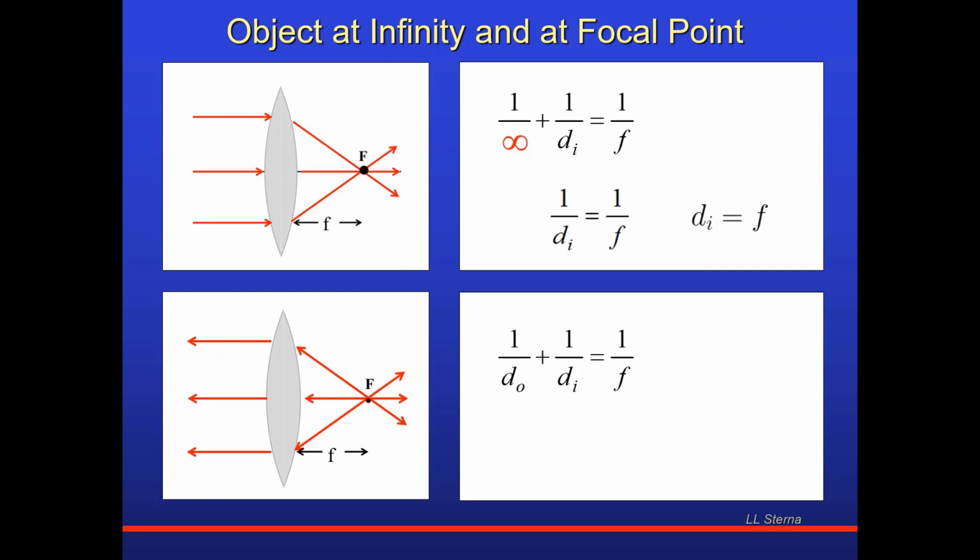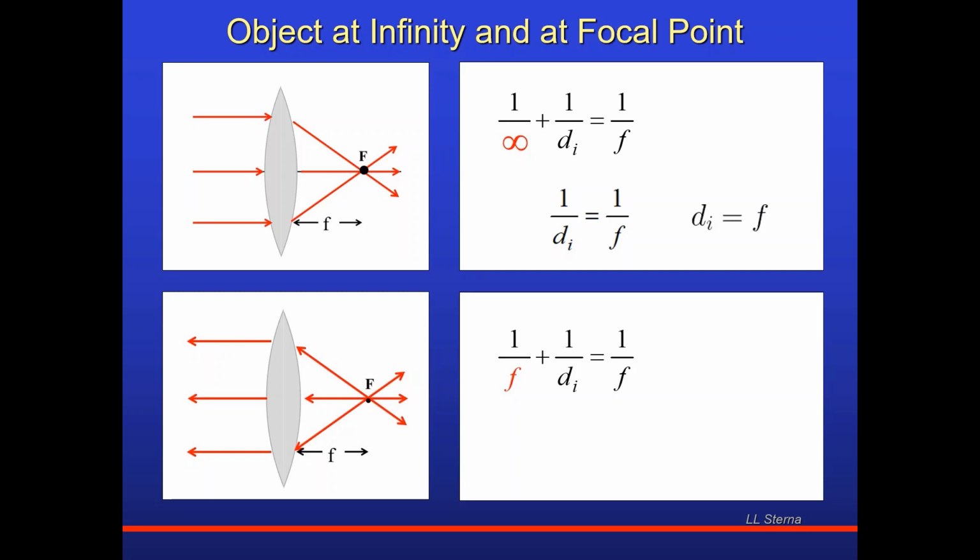How about the equation? Well, if the object is at the focal point, do, the distance of the object from the lens, would be f. So I replace do with f.